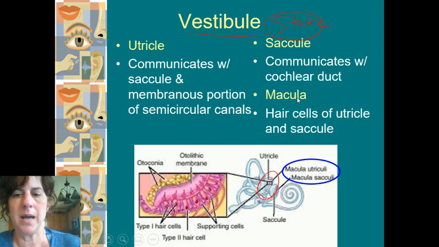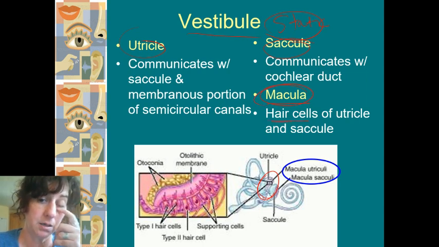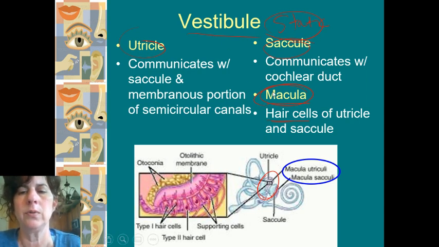The macula is going to be, so these are the sections, the utricle and saccule. The macula itself is where the hair cells are going to be located, or at least communicate with. So the macula, you need to pay more attention to that than just realize that the utricle and saccule are sections of the vestibule.